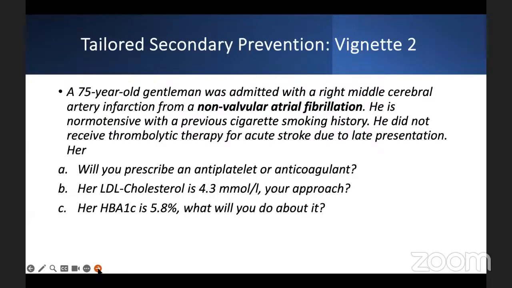Take note, he has a non-valvular atrial fibrillation. So this stroke is due to a cardioembolic source. He has atrial fibrillation. He's normotensive, has a previous history of smoking. Well, we couldn't give thrombolytic because he came late. So my question to you guys is, a non-valvular atrial fibrillation that is causing this stroke. Question, will you prescribe an antiplatelet or an anticoagulant?